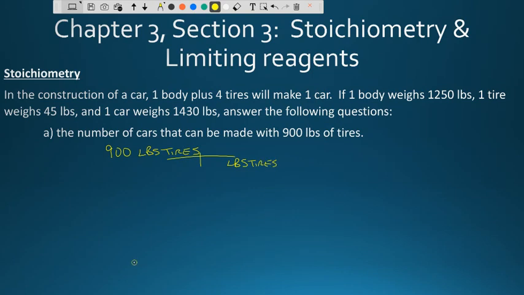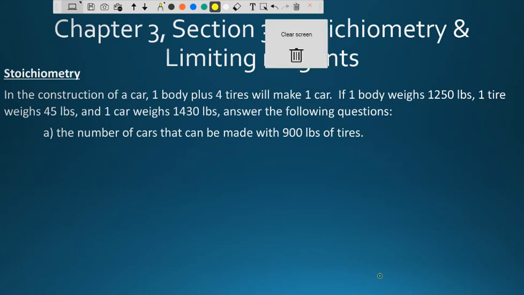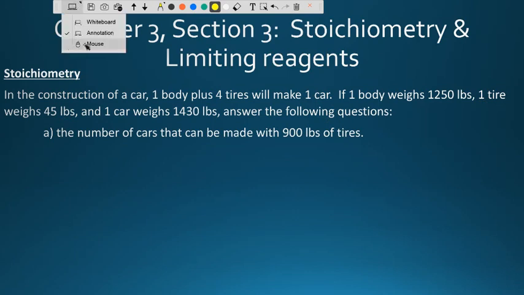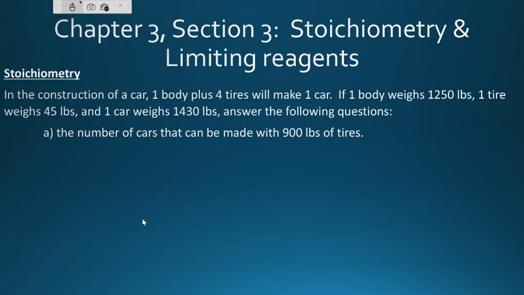Now, what do I know about tires? Each tire has 45 pounds. So I can go from pounds of tires into number of tires, and then from the number of tires figure out how many cars I can get. One car has four tires, and one tire has a mass of 45 pounds. If I run my math, I get 5 cars from this. So watch your labels, and I'm going to demonstrate each one along the way so you can see how this works for us.